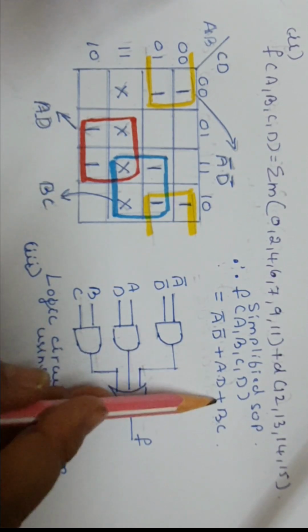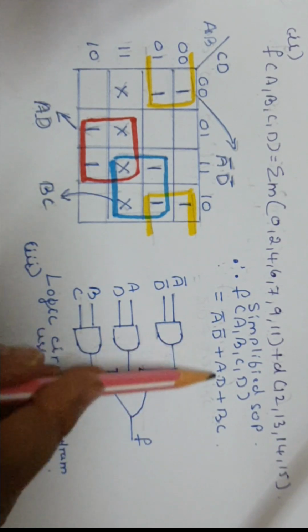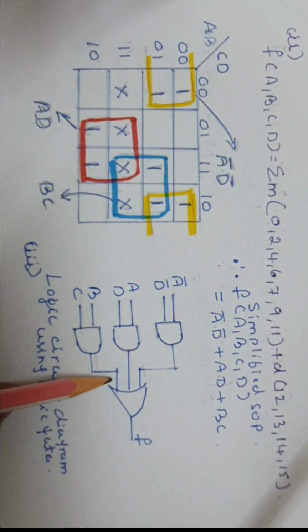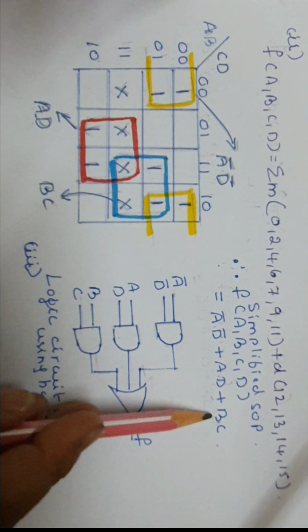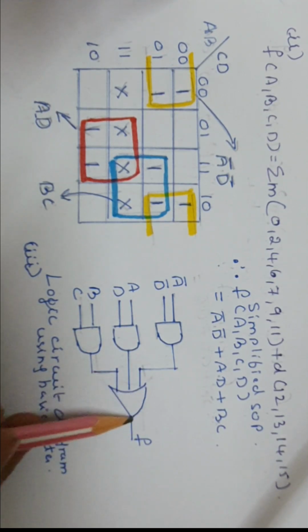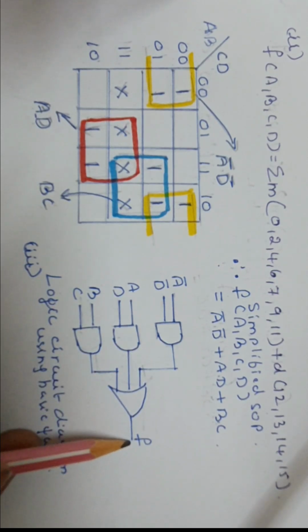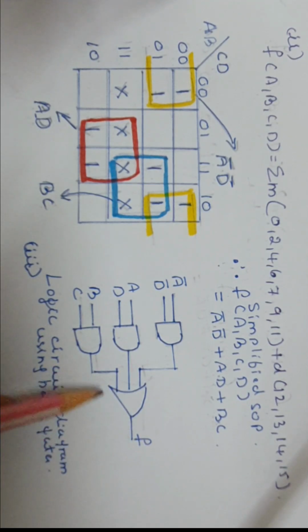All are logically ORed. This plus sign means output of all gates must be logically ORed. So here one output, second, third. Three outputs are coming here. This is three input OR gate. All these are logically ORed. Hence, F equal to A bar D bar plus AD plus BC. So, this is logic circuit diagram using basic gates. That is the third part of the question. Okay. Whole of the solution is over.